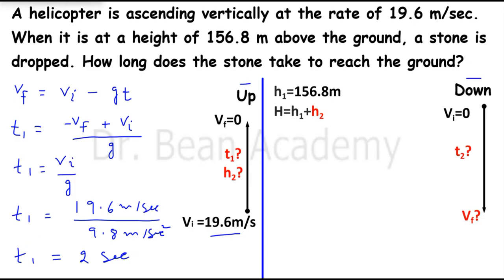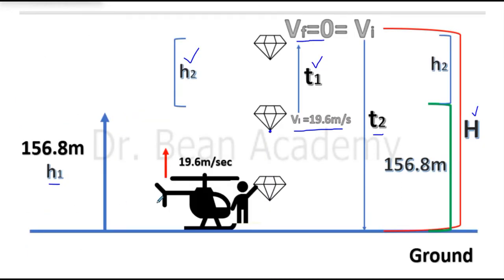Okay, so if I show you the animation, it says that it will take this stone 2 seconds after it was left at a height of 156.8 meters to reach the maximum height. So we have calculated the time T1. Now we need to calculate H2.